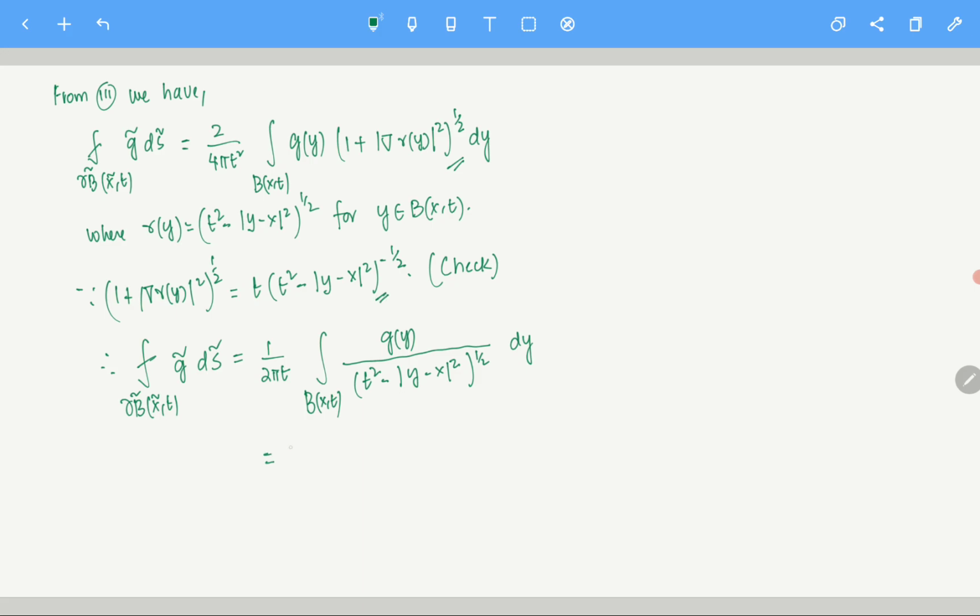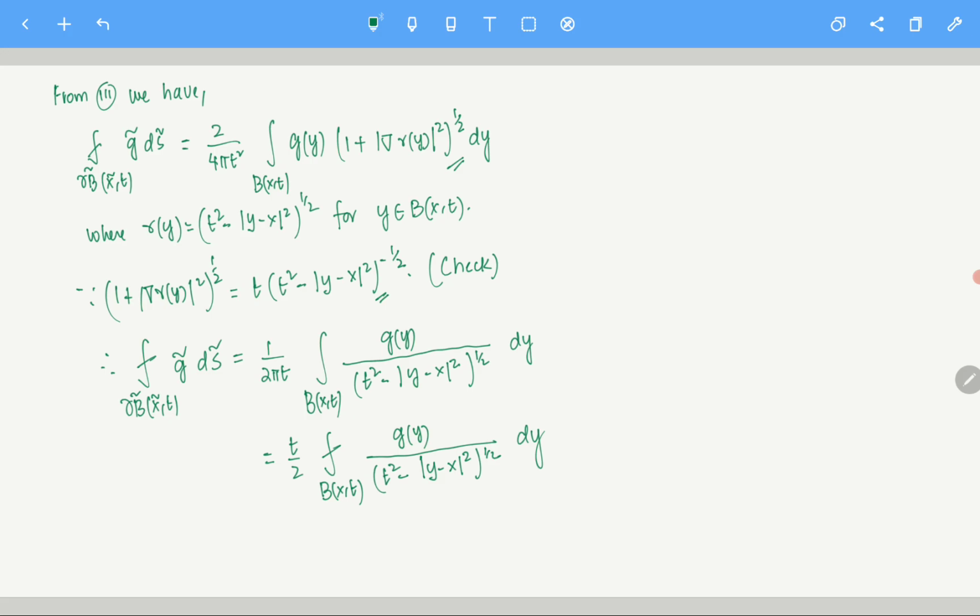Now if you do that, then if I write it as the average, it will become t by 2, because the volume of the ball will be included, so some terms get cancelled out and it will become t by 2, and then the average of bxt, g of y by t square minus y minus x square whole power half dy. Clear?